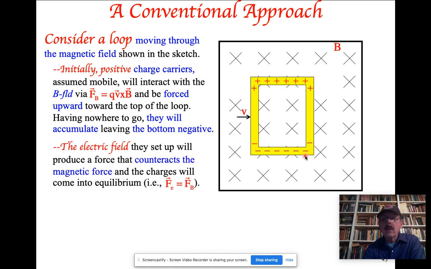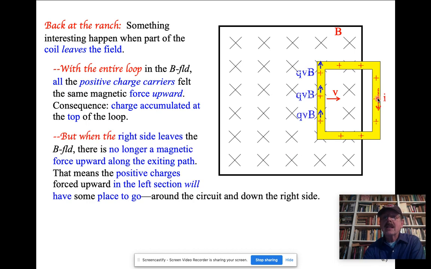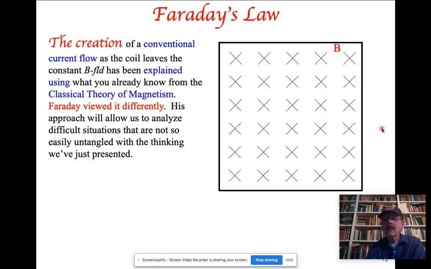When you get over to this position, you're still going to get this push of charge this way, but there isn't going to be any push over here because there's no magnetic field over here. And so effectively, the charge that gets pushed this way is just going to keep going and you're going to get a current. So you can explain this using the classical theory of magnetism. Faraday didn't look at it that way, though. Faraday had a different way of framing the situation.